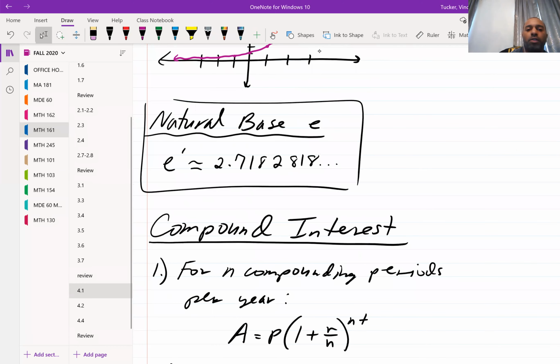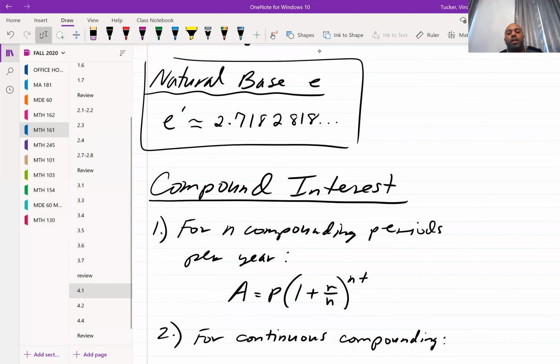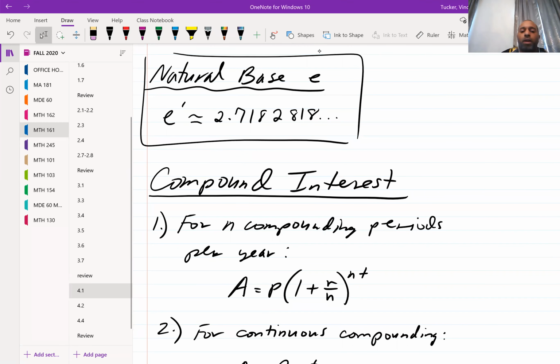So that's going to take us into compound interest. So compound interest, we have n compounding periods per year. All right. So A is going to be equal to P times 1 plus r over n, raised to the n times t power. And some of you have seen this before.